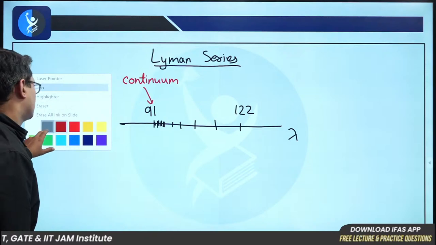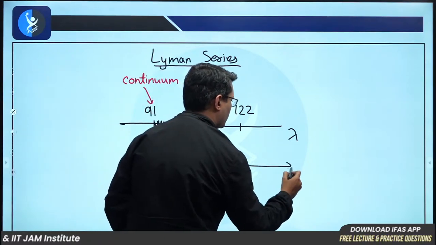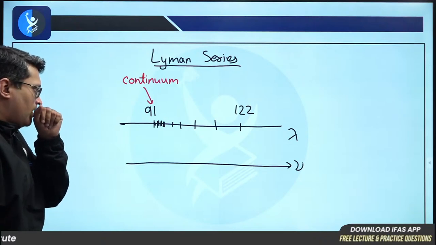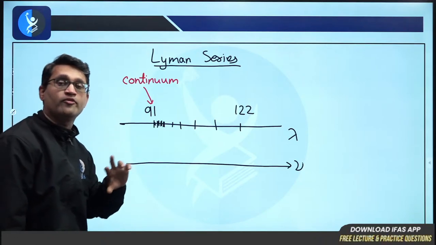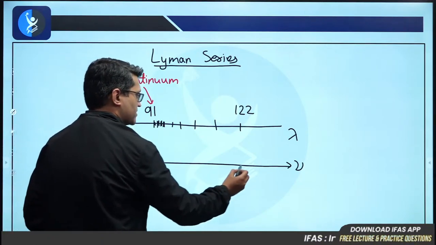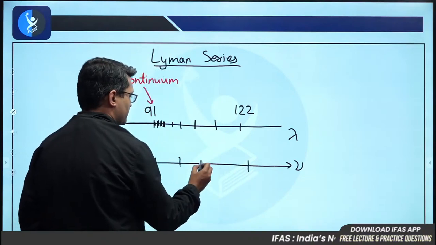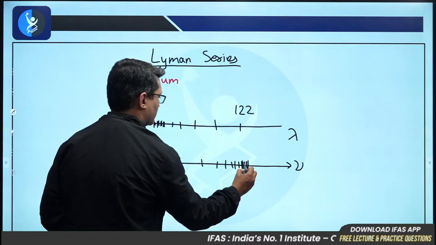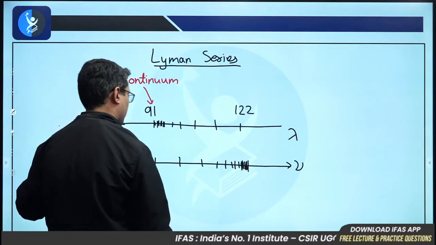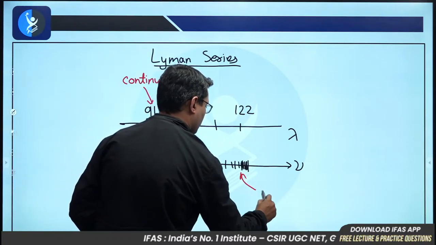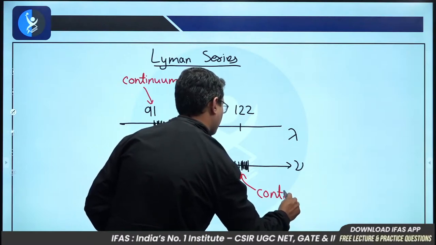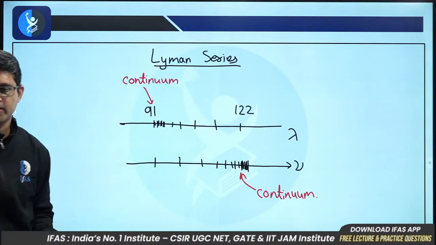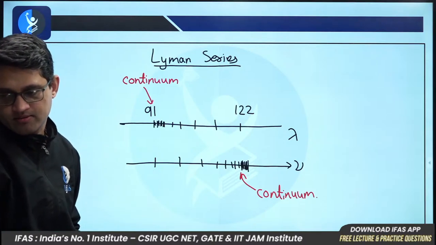If you plot frequencies, the spectrum looks exactly the opposite. On the left hand side, you have lines which are farther apart. On the right hand side, you will start seeing the continuum.